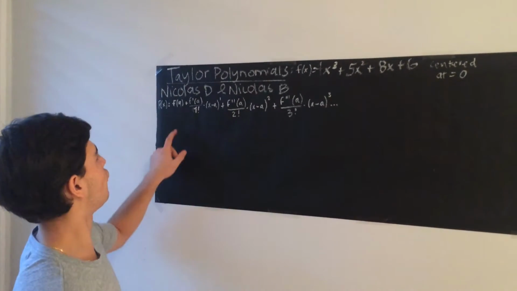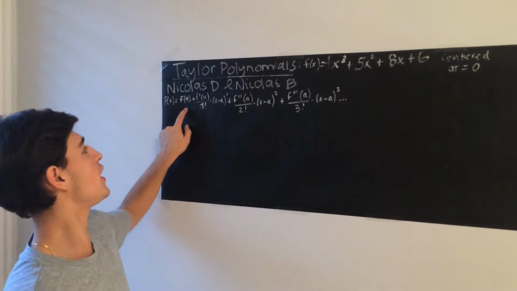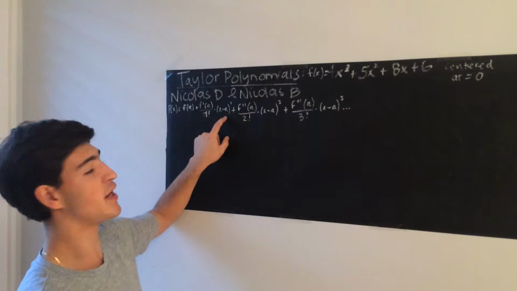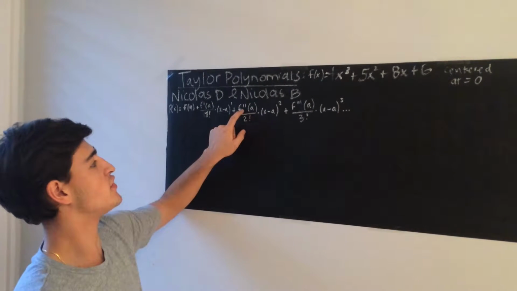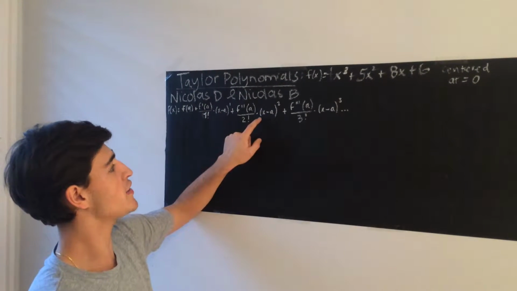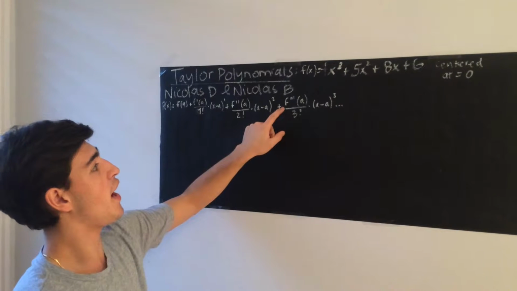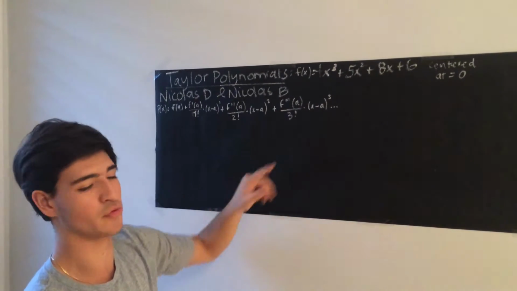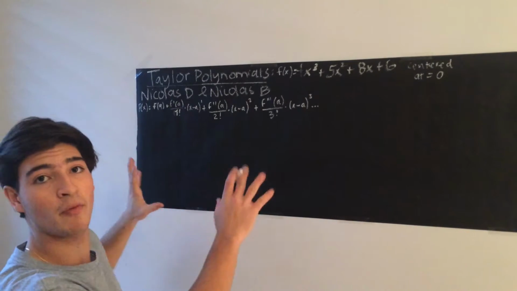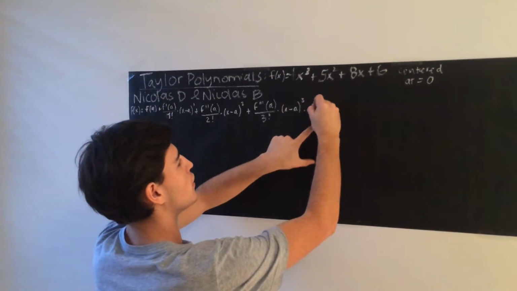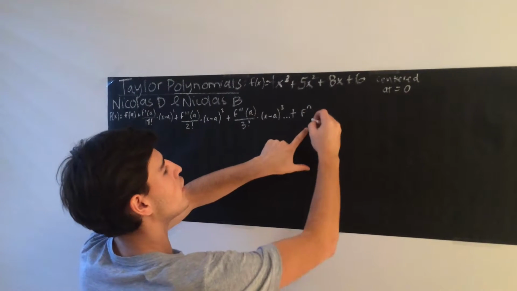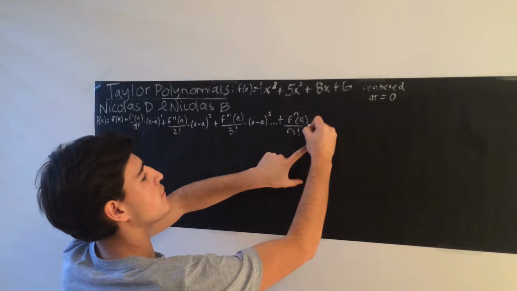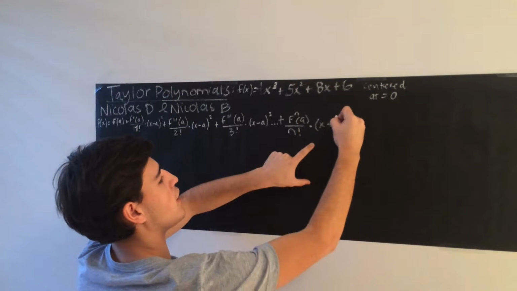Okay, so as you can see, the formula for the Taylor polynomial is basically f of a plus the first derivative of f of a divided by 1 factorial times x minus a to the power of 1, plus the second derivative of f of a divided by 2 factorial times x minus a to the power of 2, plus the third derivative of f of a divided by 3 factorial times x minus a to the power of 3. So this is the formula, but the general formula is all this plus f to the power of n of a divided by n factorial, times x minus a to the power of n.